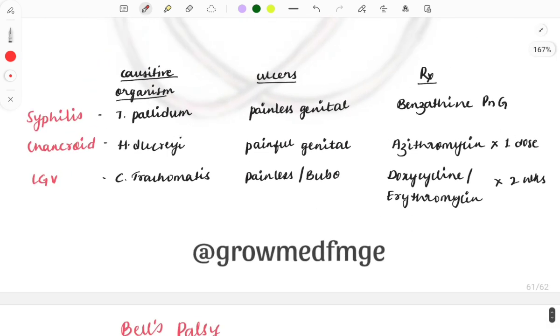And now, important thing from dermatology, that is syphilis, chancroid, and lymphogranuloma venereum. These are the causative organisms for each, and these are the ulcers, which type of ulcers it causes, and this is the treatment. Like syphilis is caused by Treponema pallidum and is painless. So the genital ulcer is painless, and the lymph nodes are painless. Whereas in chancroid, the genital ulcer is painful, and the lymph nodes are also painful. And in the inguinal bubo, the lymph nodes will be painful and it will form a bubo.